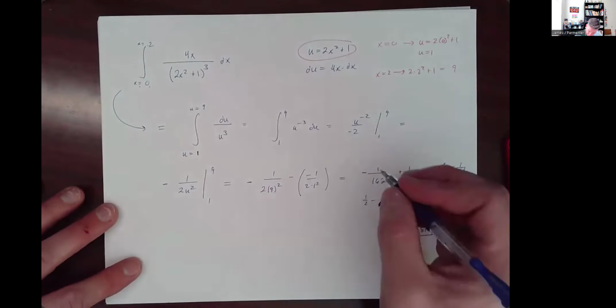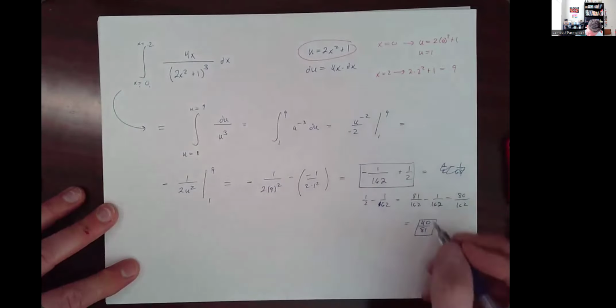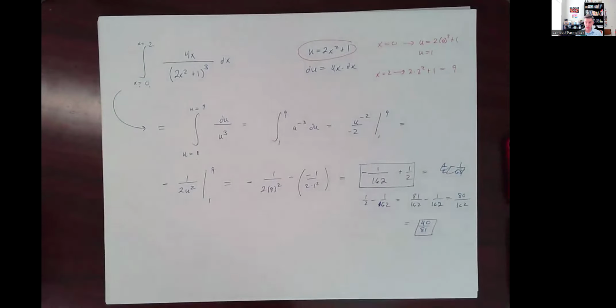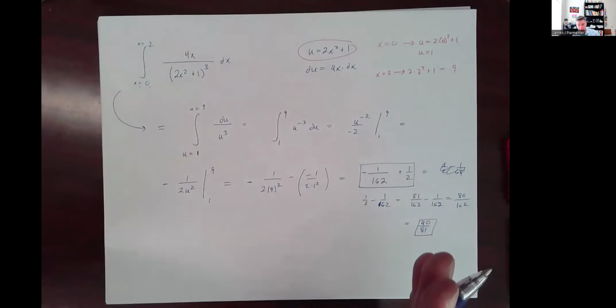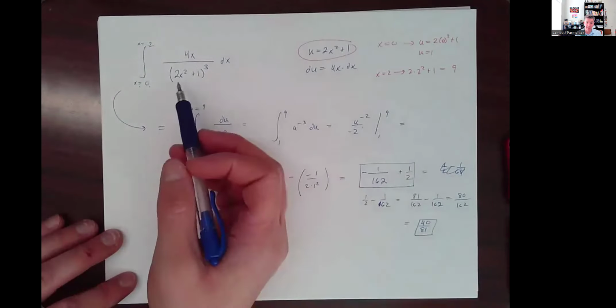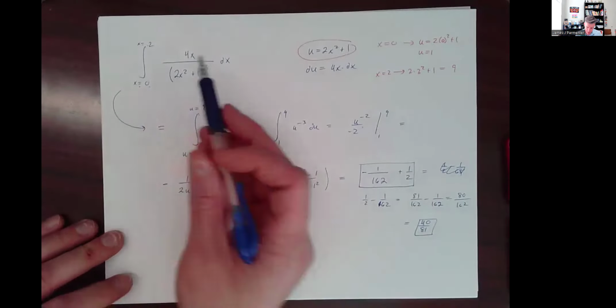But you could probably just leave it like this, to be perfectly frank. Okay, that's the way I would recommend doing it. You change from x to u, you change your limits of integration, and you don't change back, right? We stuck with u and we never change back to x's, and that's perfectly fine in the definite integral where you have limits of integration like this.